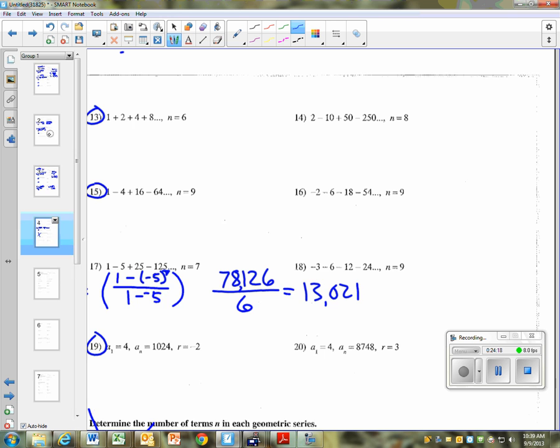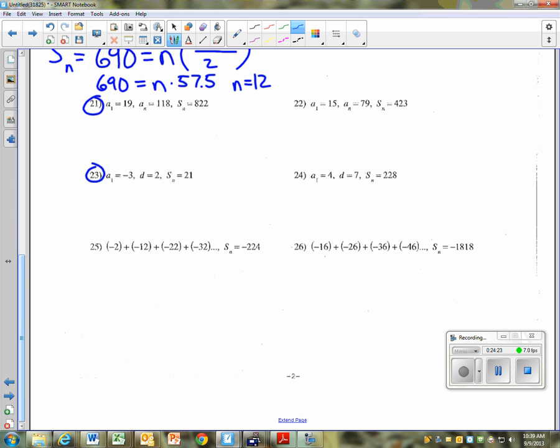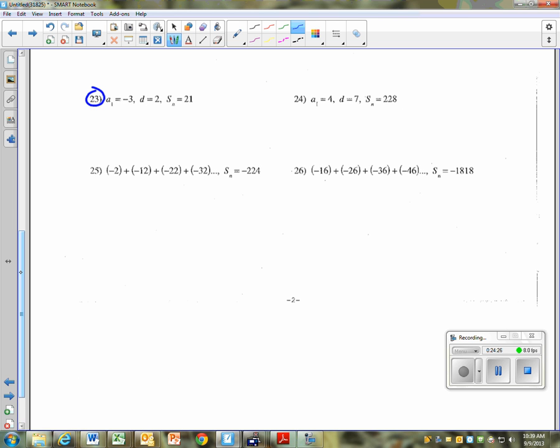So if you go to the arithmetic page, number 23, you can see that I didn't do an example exactly like this one. See if you can stretch your brain a little bit. So it says you want to find n. So what we have here is we're going to use the formula S sub n. So 21 is equal to the number of terms, which we don't know, times the first term, which is negative 3, plus something over 2. So the a sub n, we don't know what the last term is because we don't know what n is. But we can write an expression.